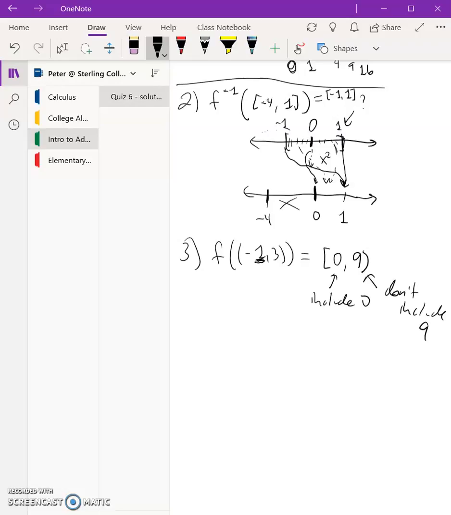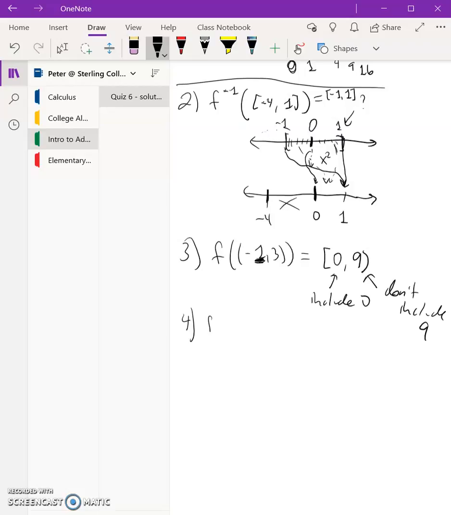Because 0 is included in the set that we're plugging in, this original set that's being mapped, that implies that 0 is included in the range, or the image here. But 3 is not included, negative 3 is not included, so we don't include 9.